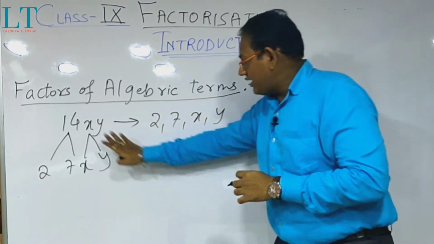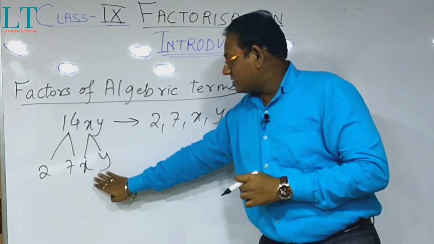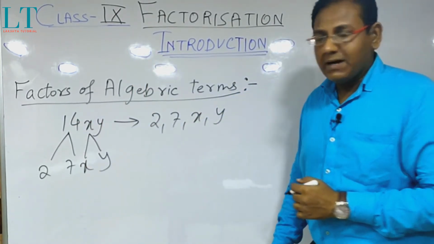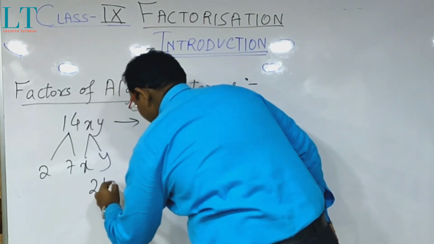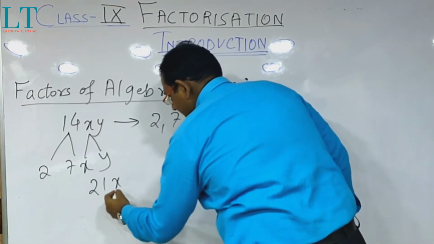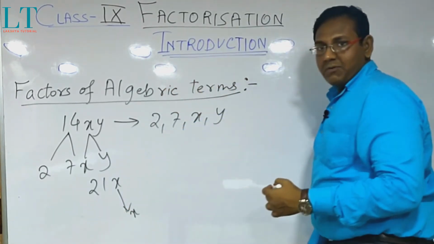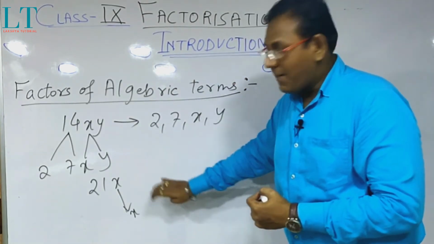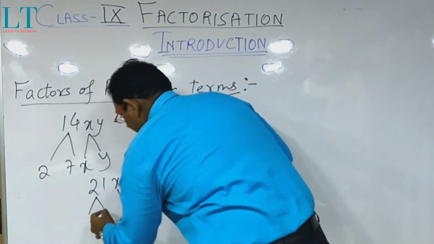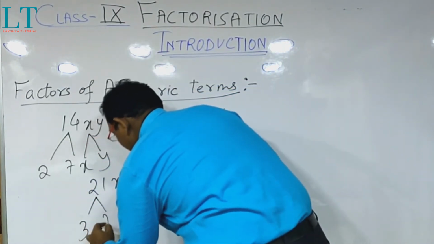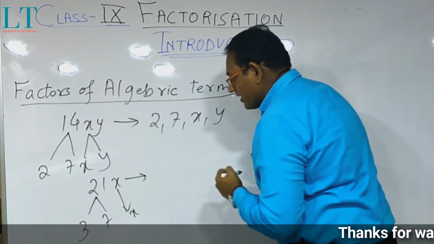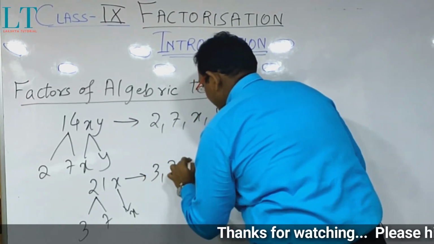So the concept is very simple. First, understand what the factors are by which this number can be easily divided. Let us take one more example, 21x. If I want to find the factors of this one, the algebraic part will remain as it is, because there is no other variable apart from x. Then what about this 21? This 21 can be easily written as 3 and 7. So the factors of 21x are 3, 7 and x.